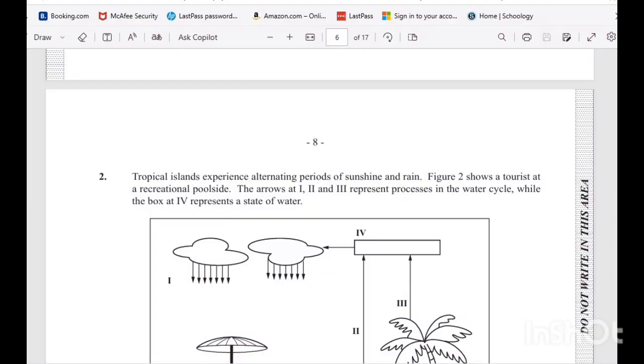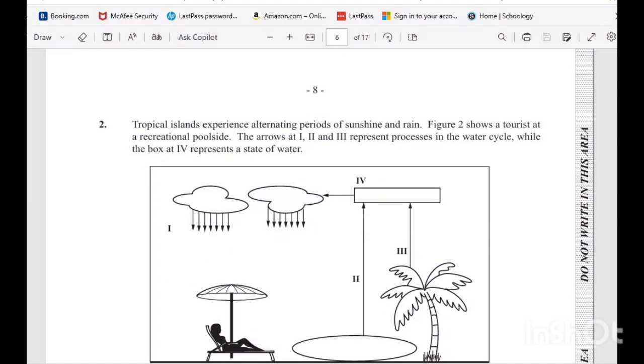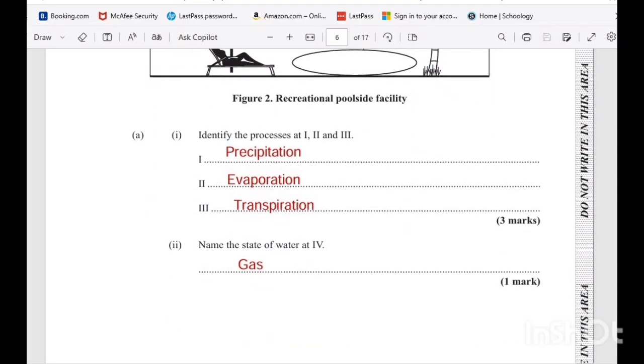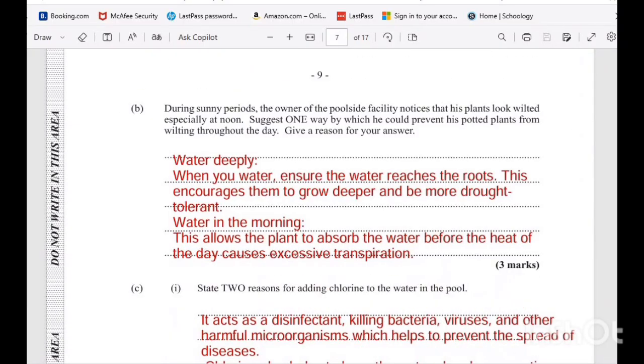So I should be precipitation. II, right here, where we have a pool and the arrow going up, evaporation. 3, going from the plant to the atmosphere, transpiration. Right? And what state of matter would water be in at state or part 4? If water is here, it would be as water vapor, which is a gas. So precipitation, evaporation, transpiration, and the state of water is a gas. That's worth 4 marks.